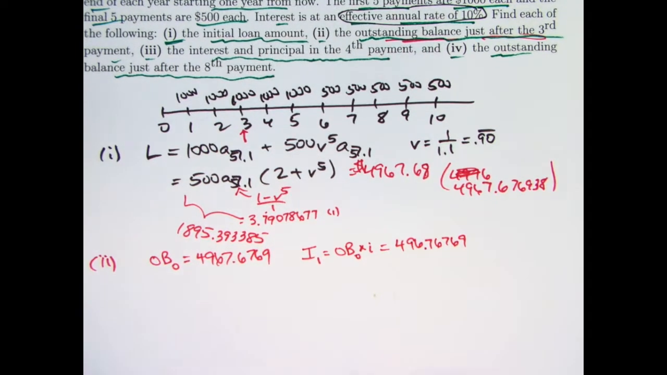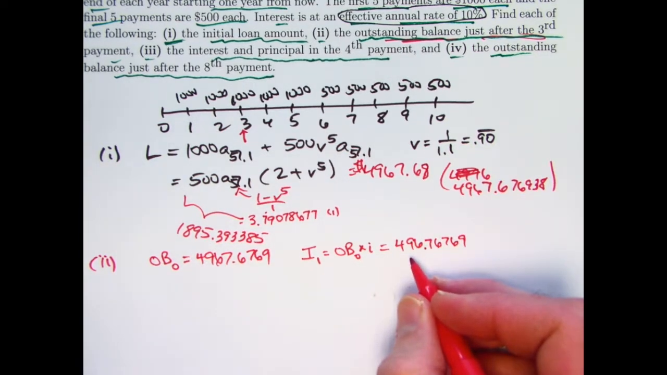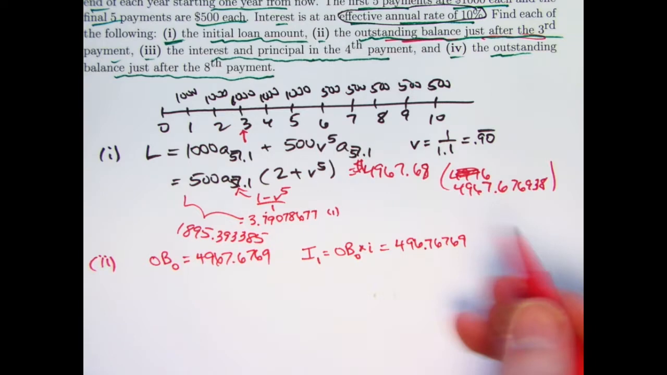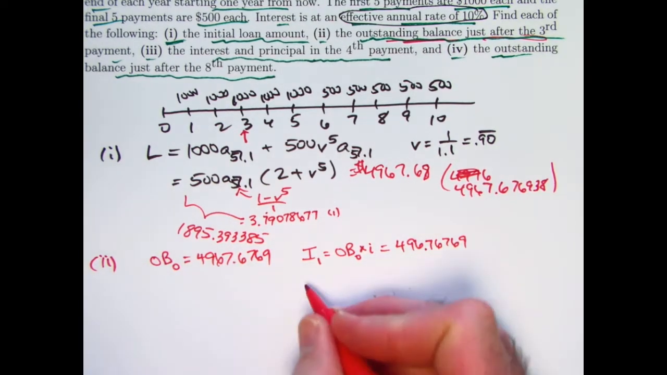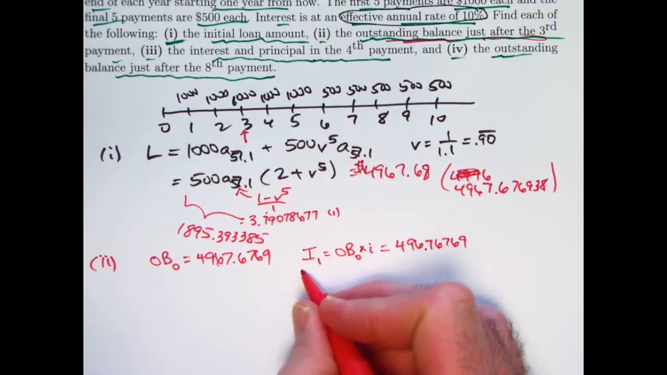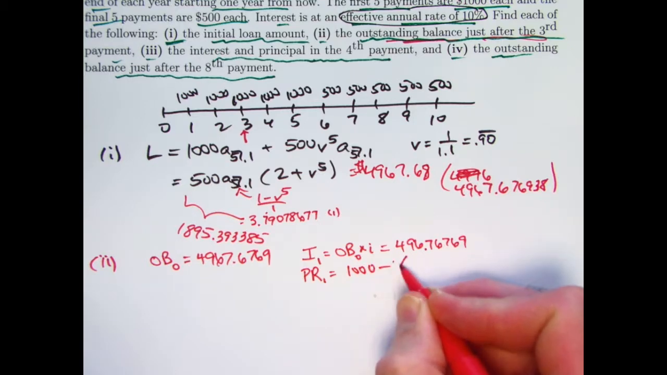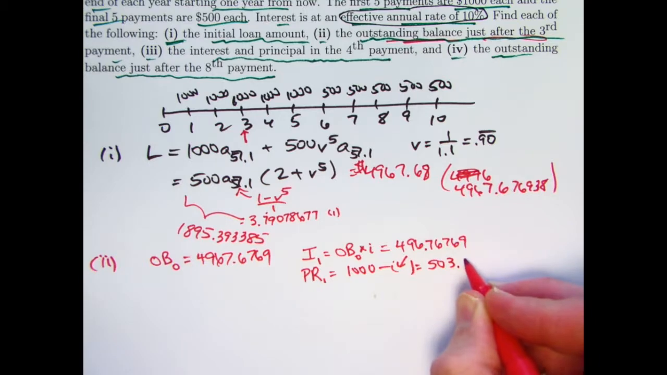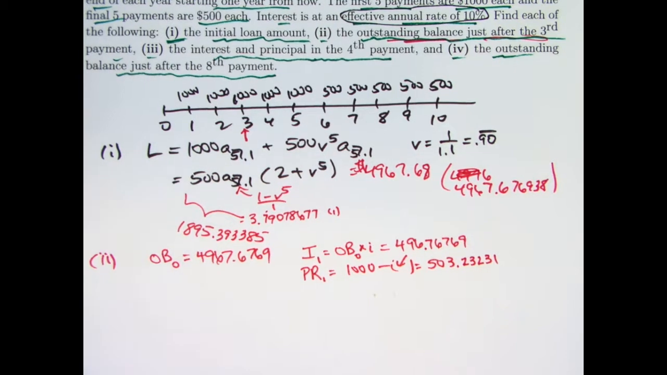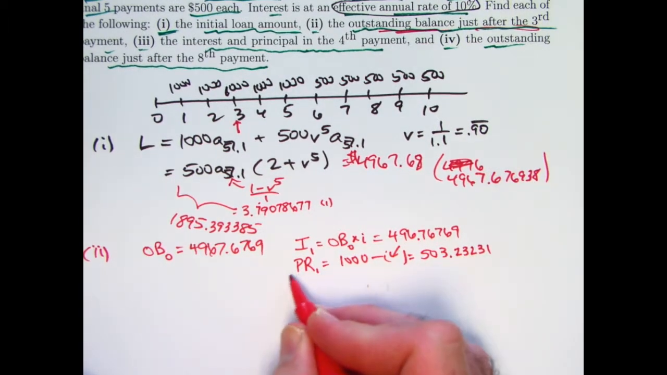Oftentimes in the examples in the book they do go ahead and round. That's how much interest you owe in the first payment. Now the first payment is 1,000, so whatever else above this you have goes to reducing the balance, goes toward principal reduction. We call that PR sub 1. That'll be 1,000 minus this, and that will be 503.23231 if you do that subtraction there. That's how much the balance goes down by.